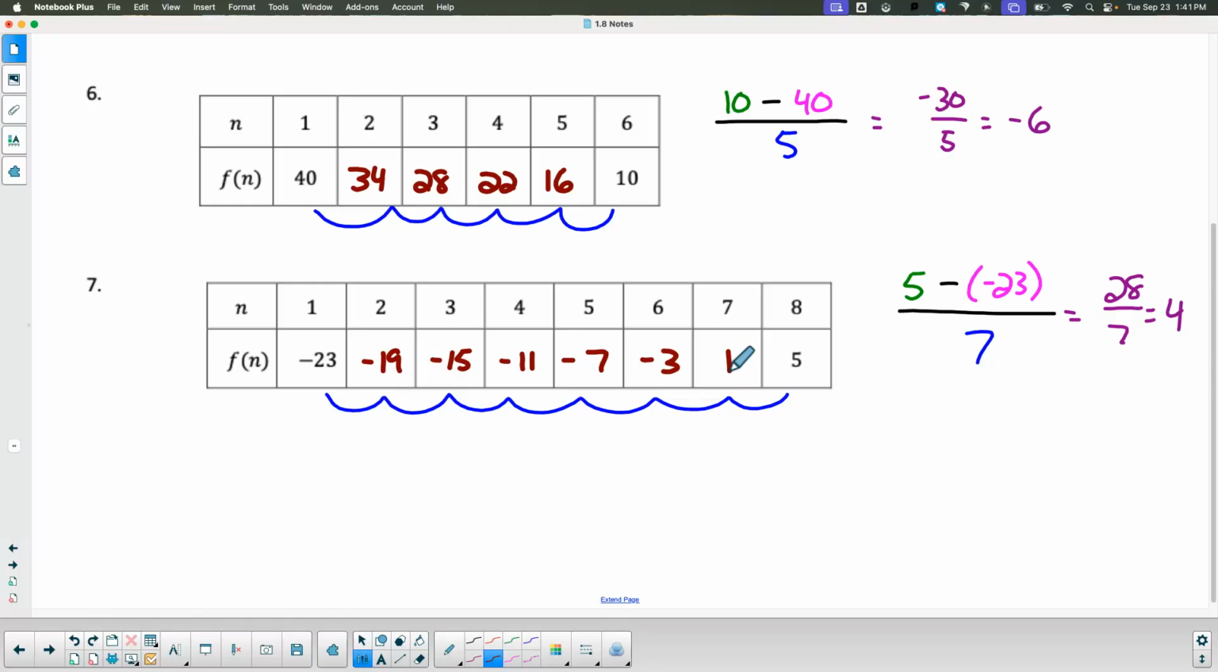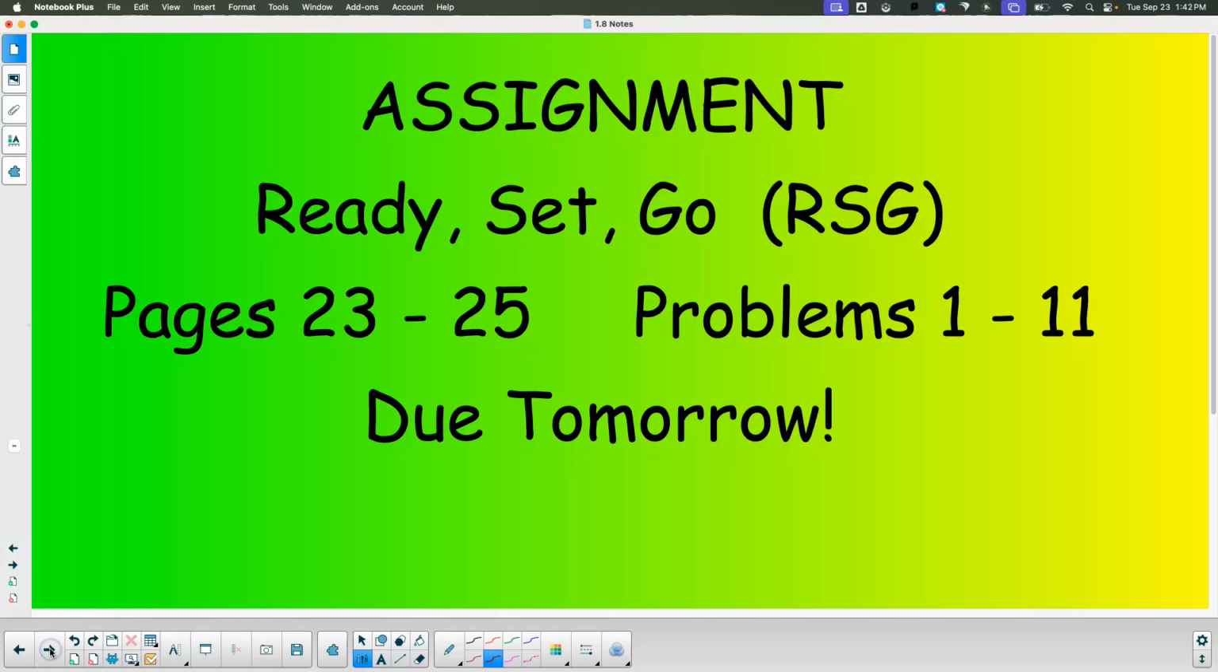Questions, comments, concerns, clarifications? Love it. Homework this evening is in the yellow packet, problems numbers 1 through 11. What I'm going to do now is hand stuff back. Then after I'm done handing stuff back, I'll be available to stamp anything and everything that needs to be stamped.